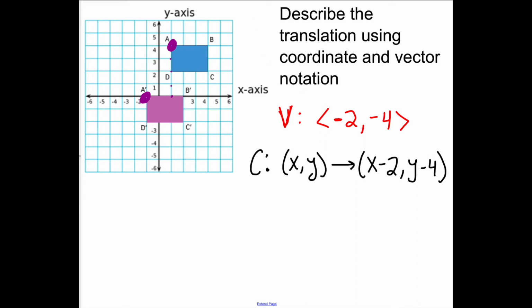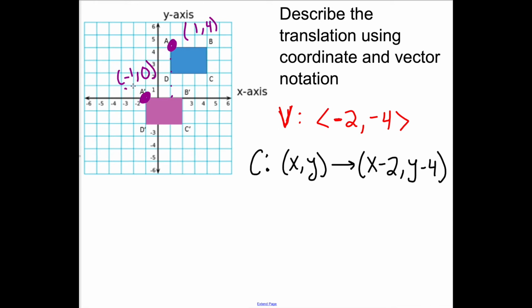You could always test that rule by using the exact coordinates. So A is currently at 1, 4, while A prime is at -1, 0. Sometimes we have that tendency to mix up our x and our y coordinates. It happens to the best of us. All right, so that being said, if we think about this, if we take 1 and we subtract 2, we get to -1.